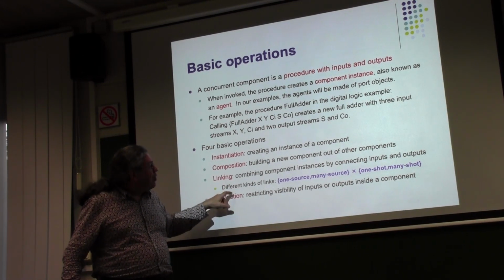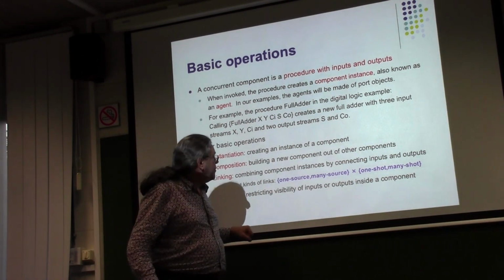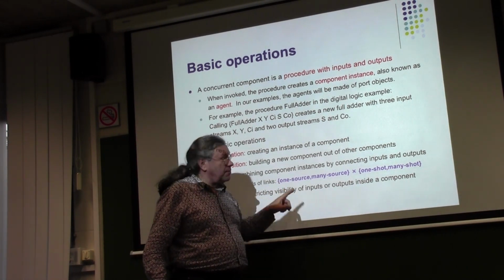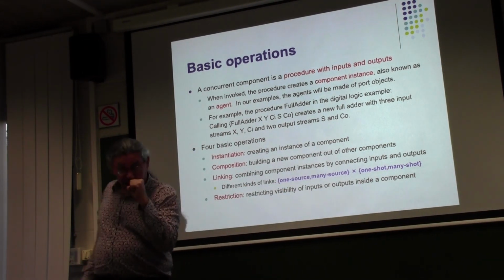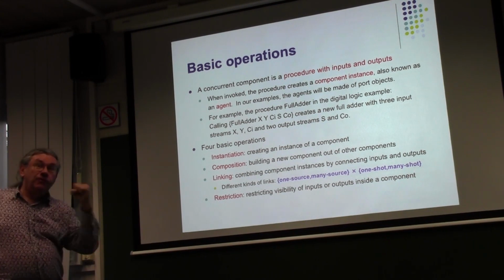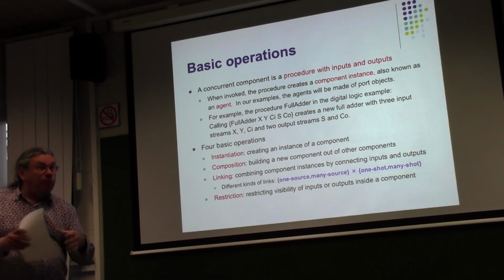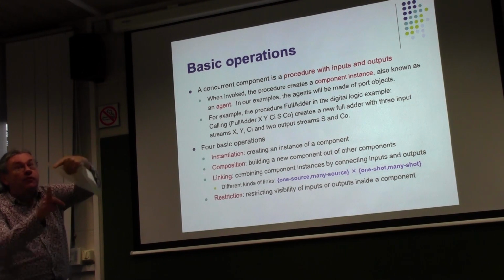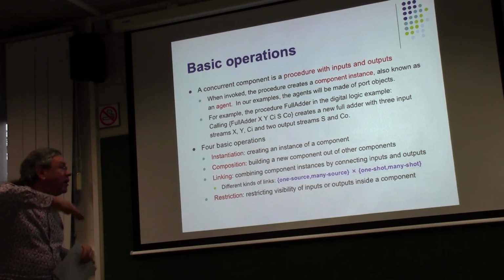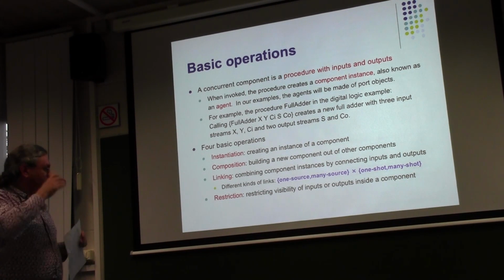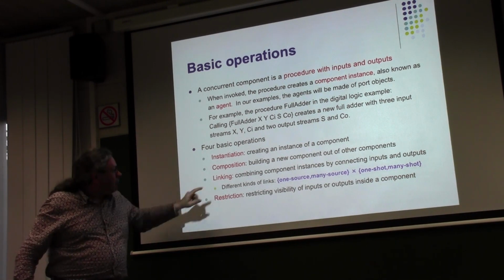In deterministic data flow, there is always one source. That means only one agent can send to another agent. It's deterministic. But with port objects, you can have two agents sending to one agent, so it's non-deterministic. Okay? And so I'll show examples of that.